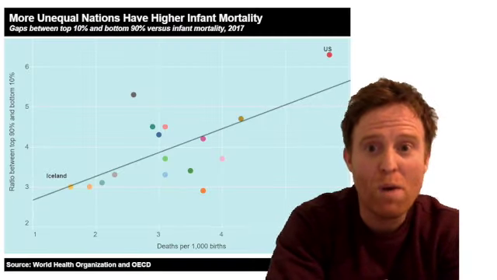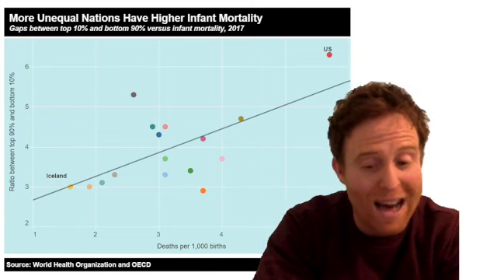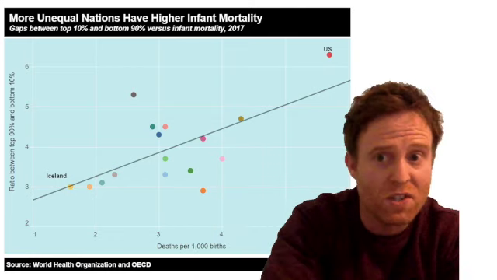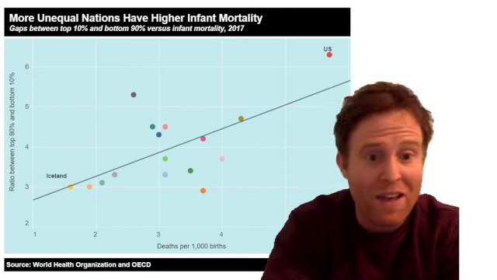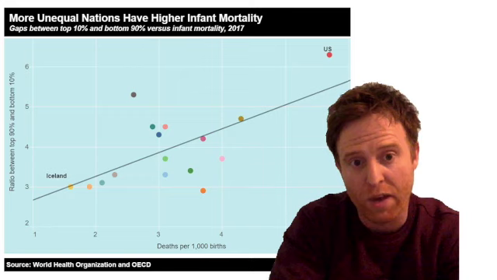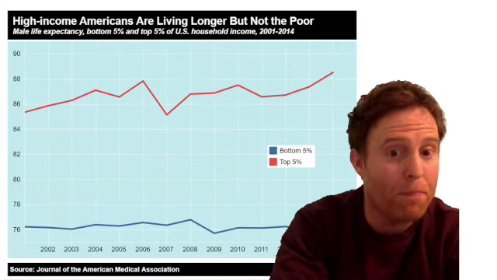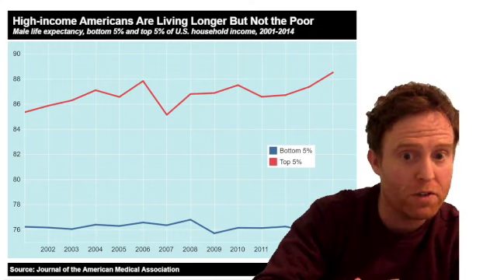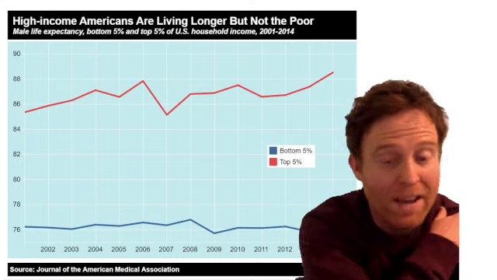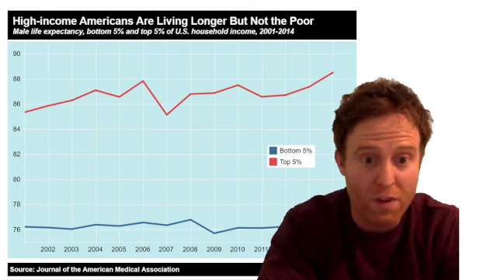Looking again at inequality, because America, unfortunately, even though it's a superpower, has high levels of inequality, we can see that more unequal nations, such as the US, have higher infant mortality, and that again is to do with healthcare and the consequences of not being able to access it. Another factor is that high-income Americans are living much longer than poorer Americans. We can see how low it is for the bottom 5% and the top 5%. Clearly that has to do with healthcare, but also the ability to live a healthy lifestyle.